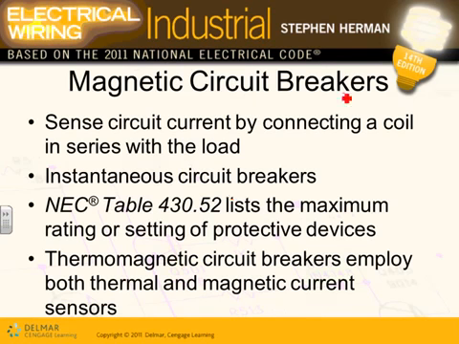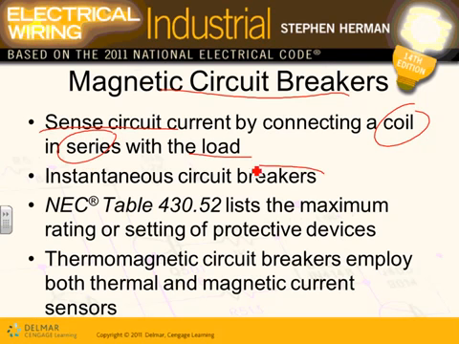The second part is called the magnetic circuit breaker, the tripping mechanism. This one senses the current by connecting a coil in series with the load, a coil in series with the load. It is called an instantaneous trip circuit breaker, based on these tables. It has the maximum rating.